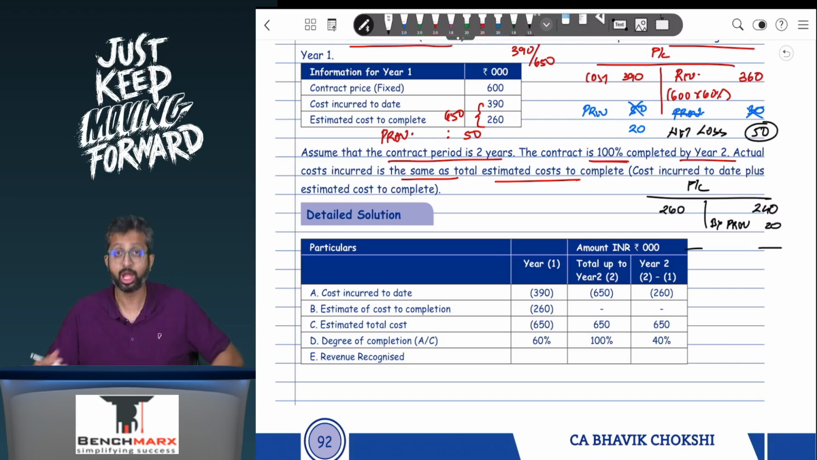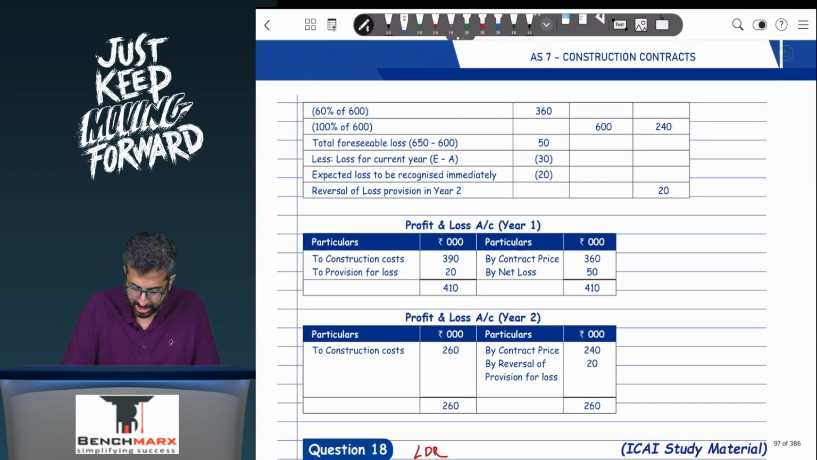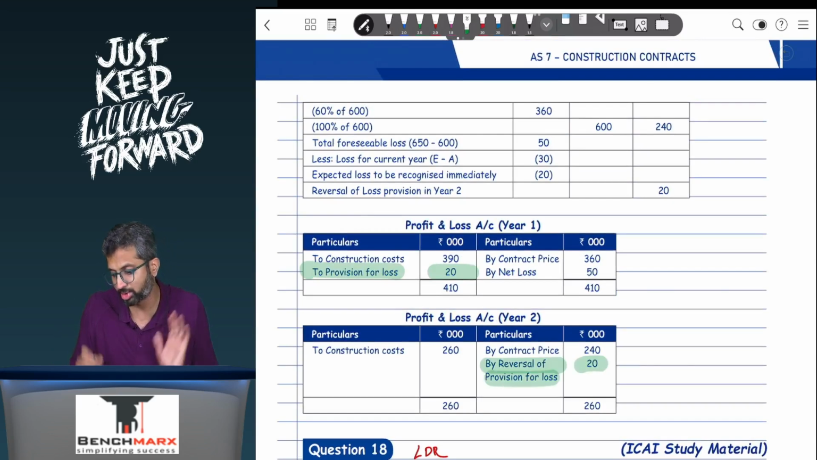net loss recorded. But sir, there is a loss, but that has already been recorded, the entire 50 in the first year, 30 and 20 both. Hence in the second year, when the loss actually materializes, you adjust it from the provision rather than taking it to the P&L. So this adjustment is the crux over here. Provision for loss for 20 and then reversal of this provision for 20 is something that you have to revise.